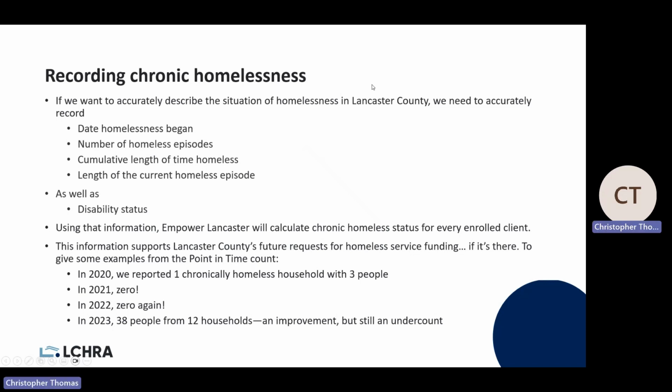If you look back at the last few years, we have historically not done a great job of capturing chronic homelessness on the PIT count, which is one of the places this shows up. In the last 2 years, we reported 0 chronically homeless people. 3 years ago, we only reported 3. This year in 2023, we did report 38 people, but that is still fairly low considering how many people we reported overall, like a low rate of chronic homelessness.